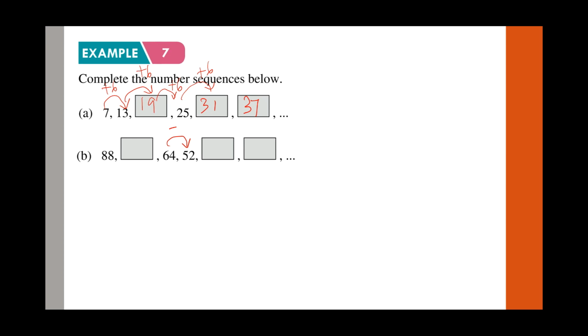How much is the difference between 64 and 52? 12. Very good. You get your mark for that. So, roughly, we try to check whether it's minus 12 or not. 88 minus 12.